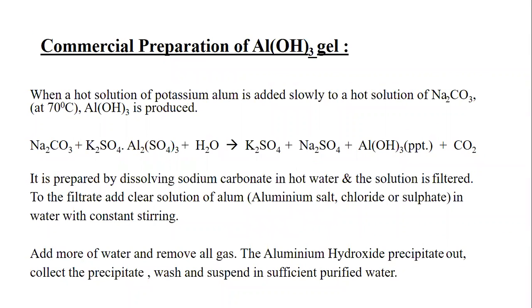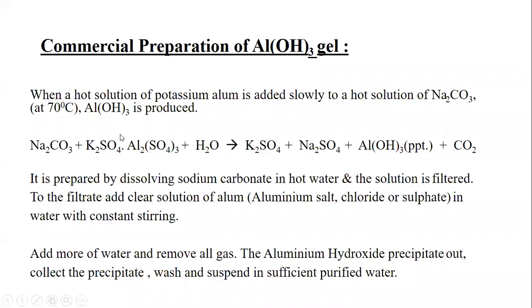Moving on, we look into the preparation of your aluminium hydroxide gel. So when a hot solution of potassium alum is added slowly to a hot solution of sodium carbonate, that is at 70 degrees centigrade, aluminium hydroxide is produced. Now, potassium alum is also called potash alum. Potash alum has the formula K2SO4.Al2(SO4)3. This whole thing is called potash alum.